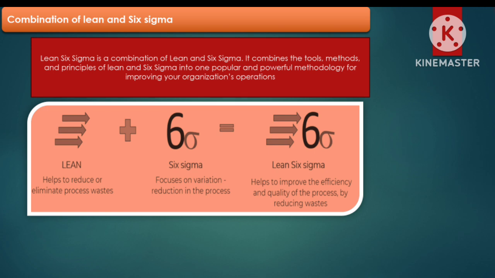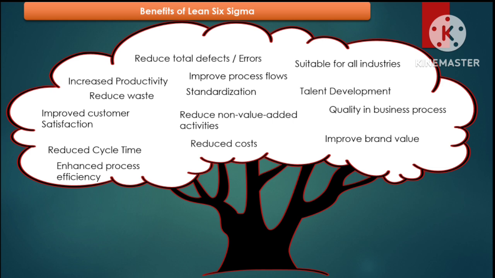And what benefits will it yield when you do Lean Six Sigma projects in your organization? It will get you n number of results. It will reduce total defects or errors, reduce waste, bring a standardized approach in the organization, improve the quality of the process and the quality of the product, reduce the cost of the product, reduce the cycle time, and improve the company's brand value. So a lot of things it does.